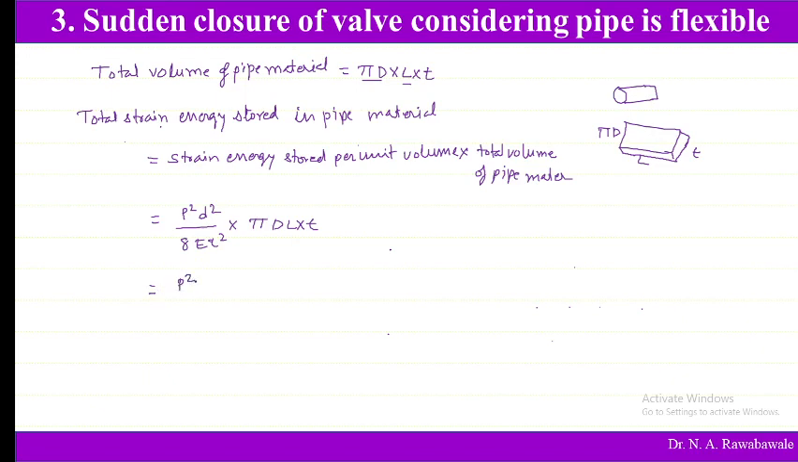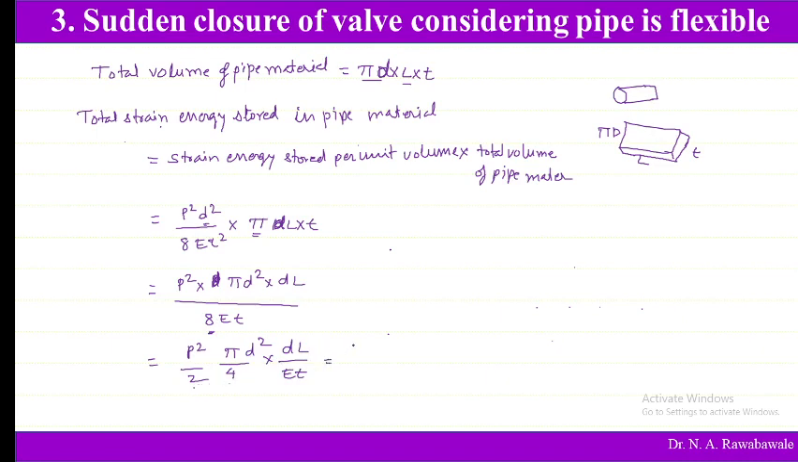P square into pi dl. Here we take small d as the diameter of pipe, pi d. Now we write this as p square pi d square into d into L divided by 8e into T. So this pi is connected with this d square. So we can rewrite this as p square pi d square divided by 4, p divided by 2, into dl divided by et. So this 8 is split into 2 and 4.